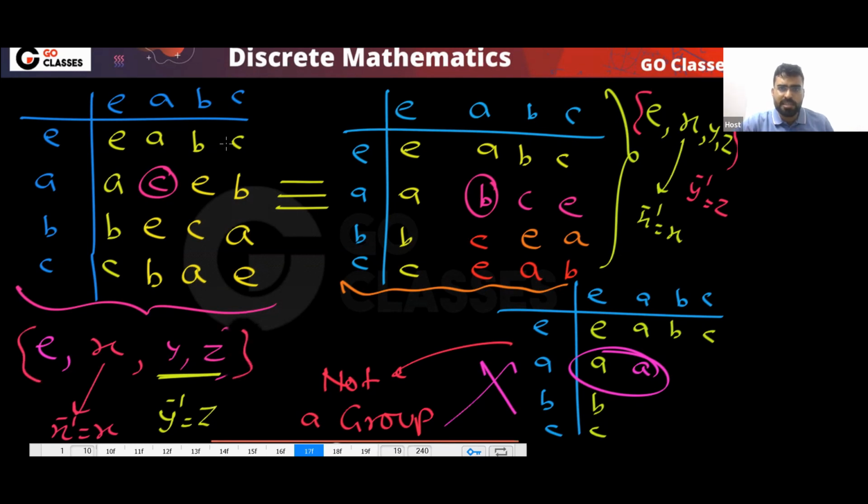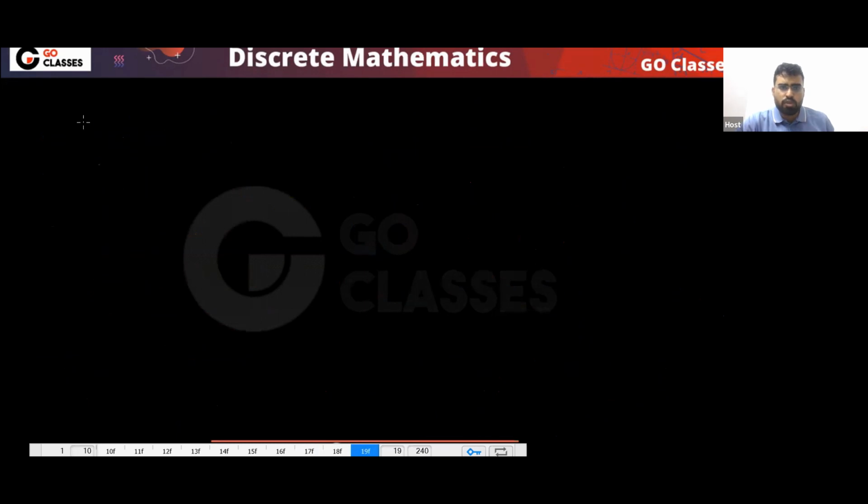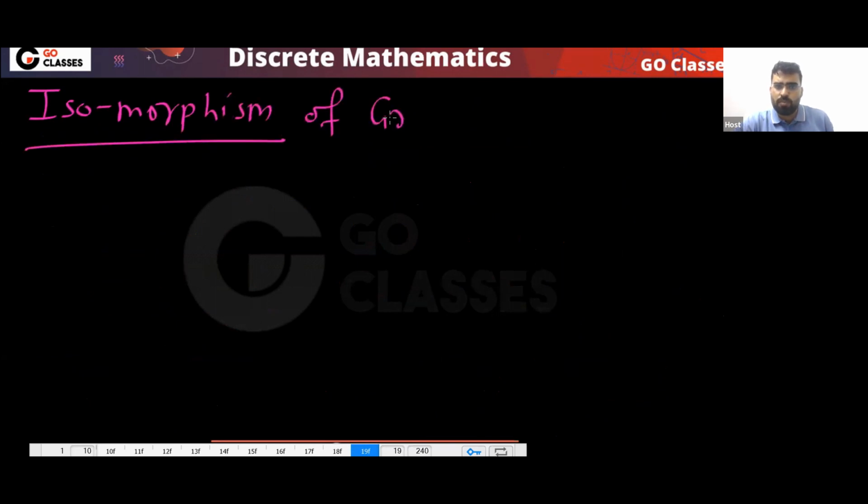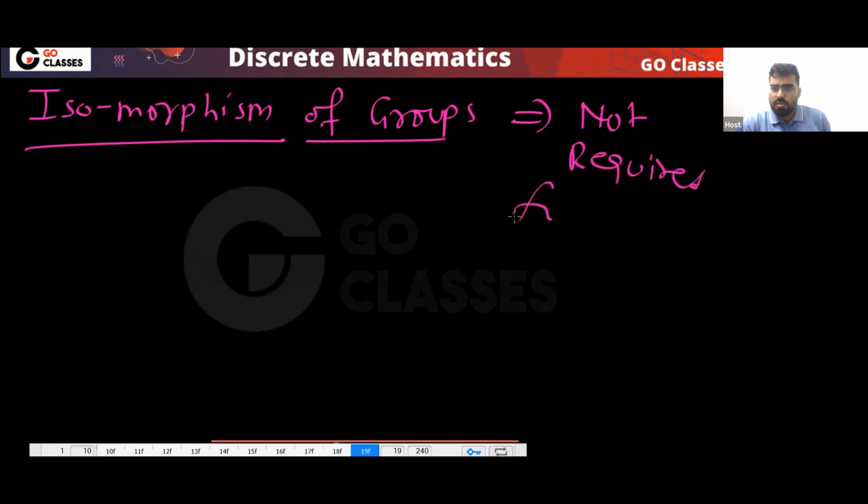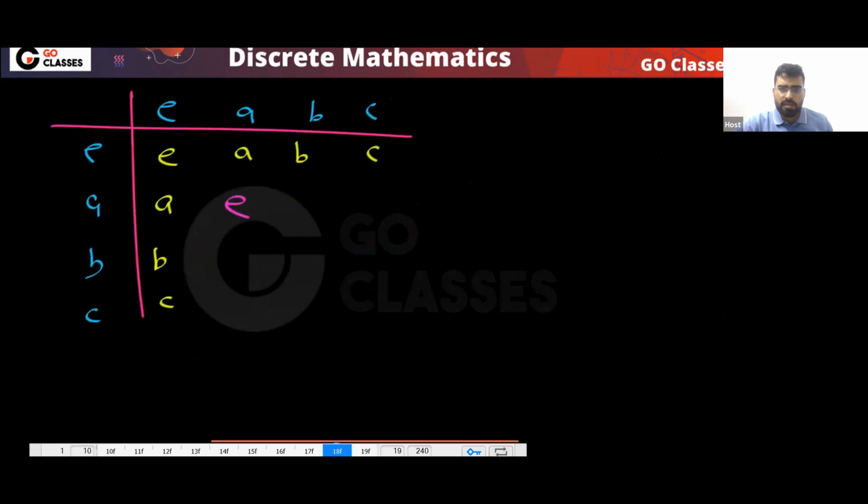So what I am saying is that these two structures are isomorphic. Don't worry, isomorphism of groups is not in the GATE syllabus. In the GATE exam, they will not ask you this. You don't have to study this for GATE. But this concept is actually very simple if you understand.